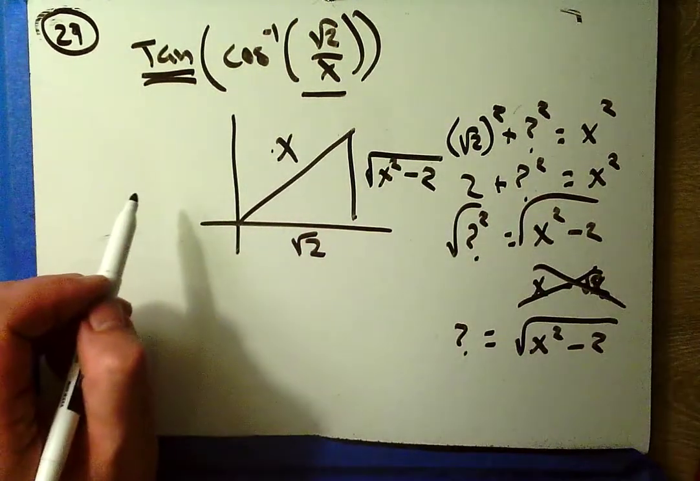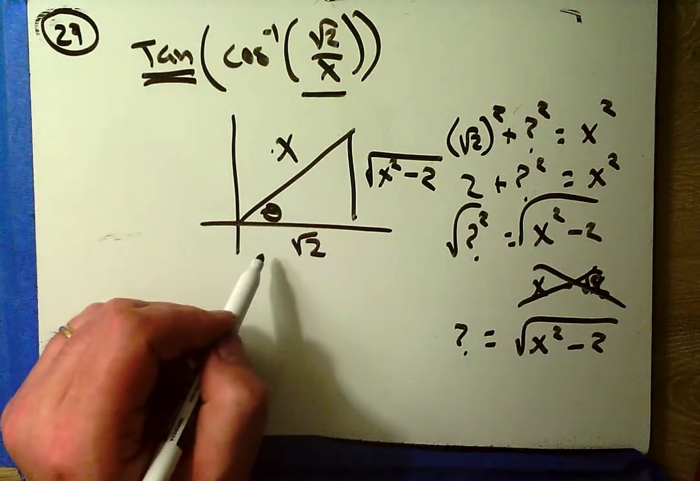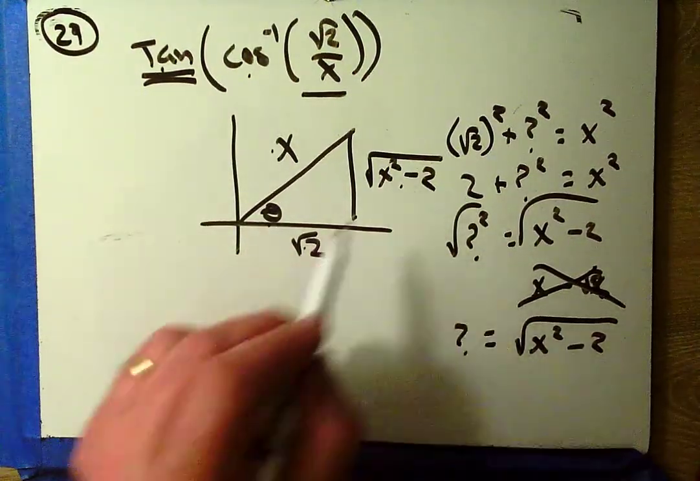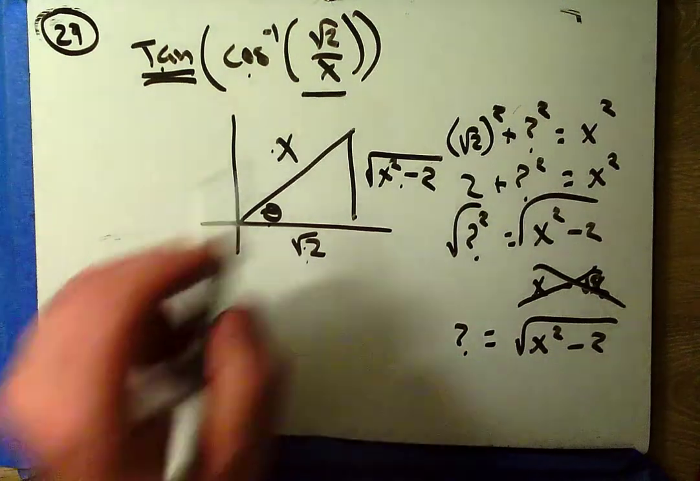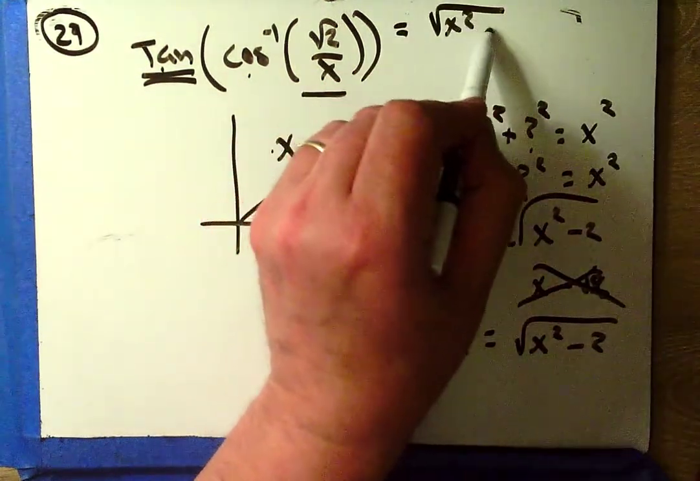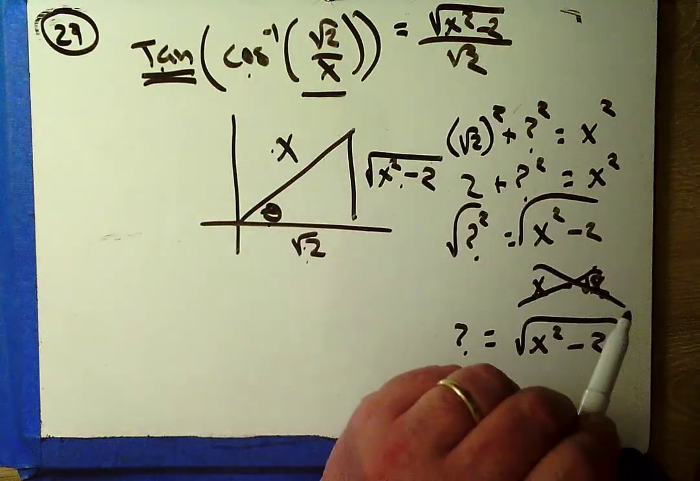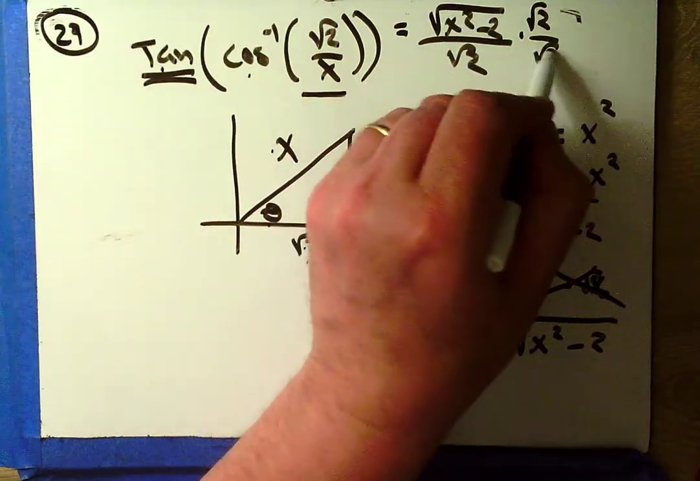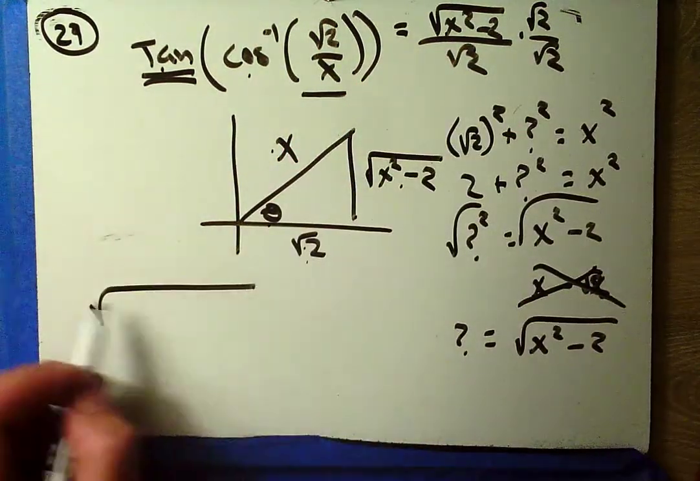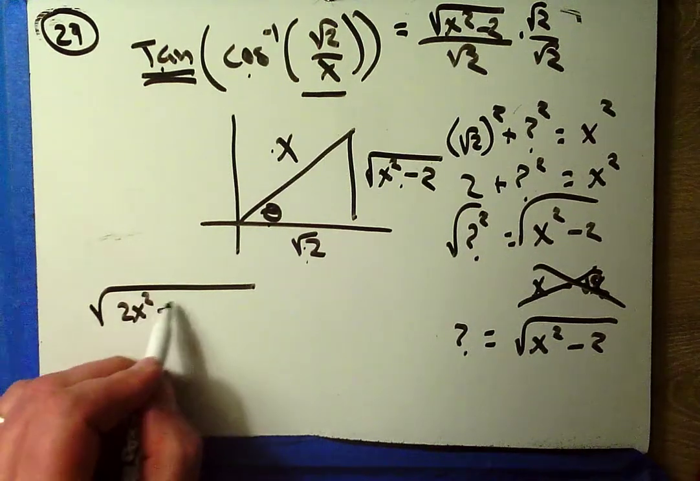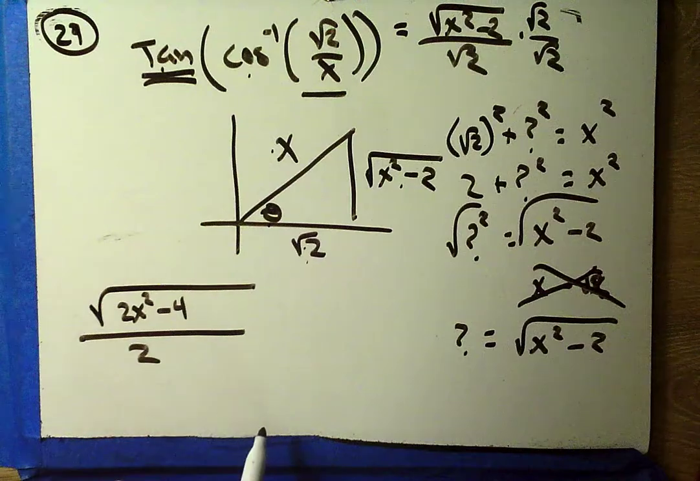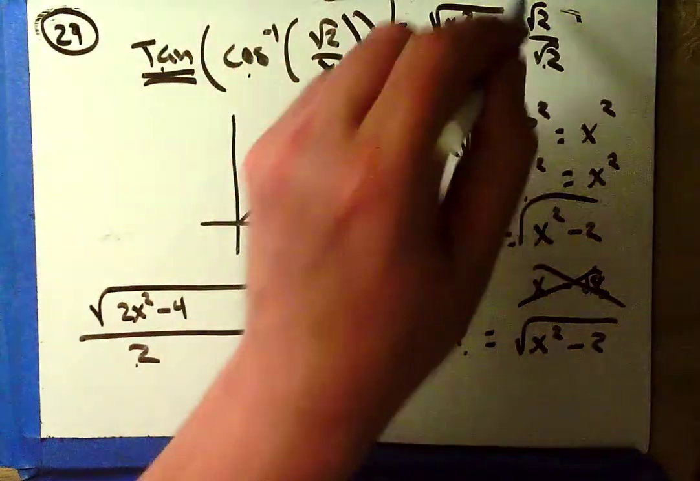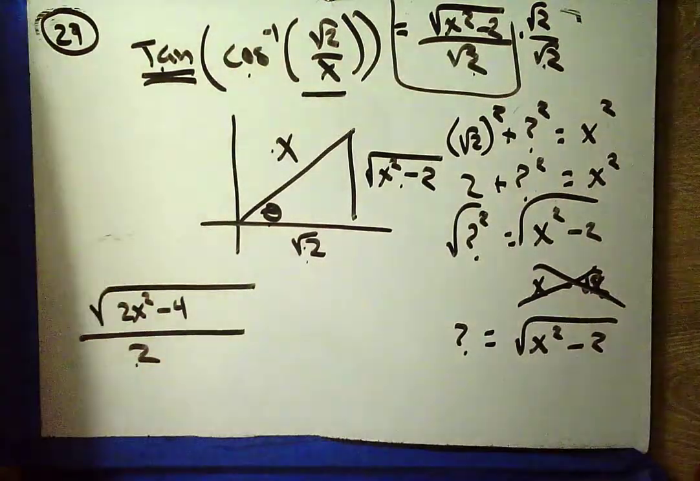And now we want to know what's the tangent in this picture. If this is the angle whose cosine is root 2 over x, what's the tangent of that angle? The tangent is opposite over adjacent. And so this is going to be root x squared minus 2 over root 2. If you feel compelled to rationalize here with root 2, you'd end up with root of 2x squared minus 4 over 2, because root 2 times root 2 is 2. But I'm okay with this answer for us. Okay. All right, last problem.